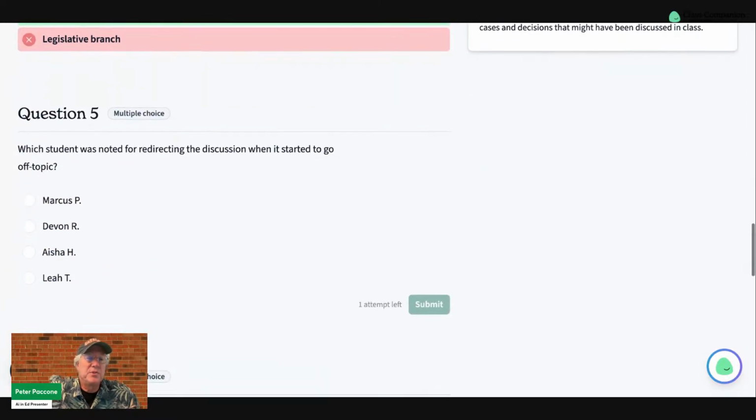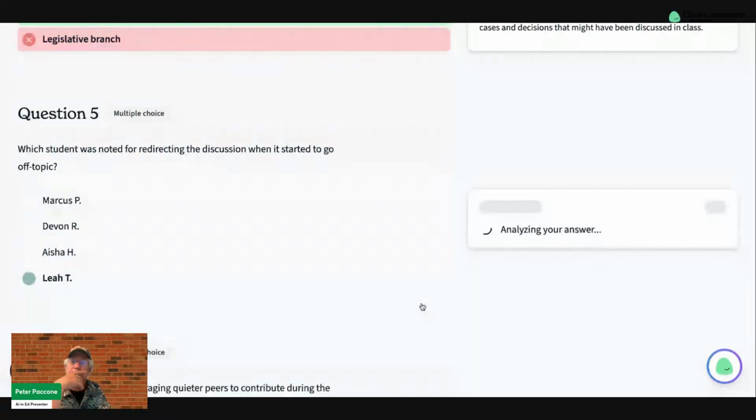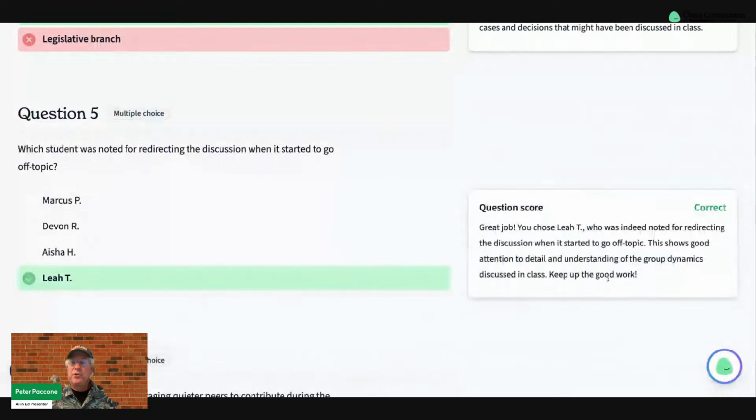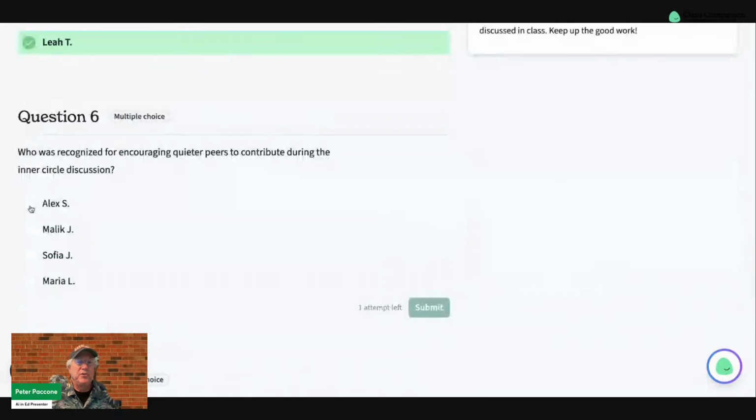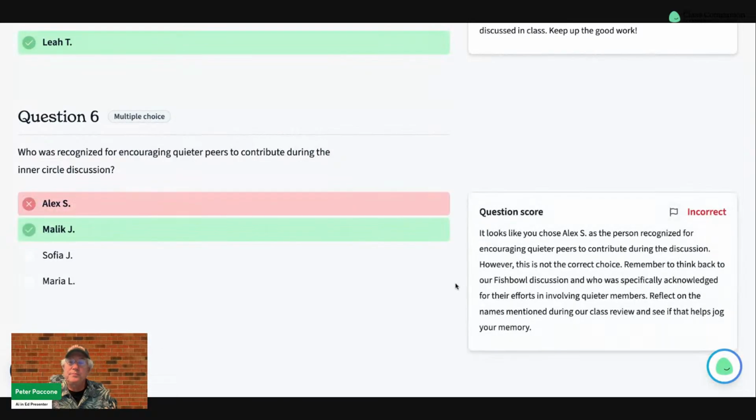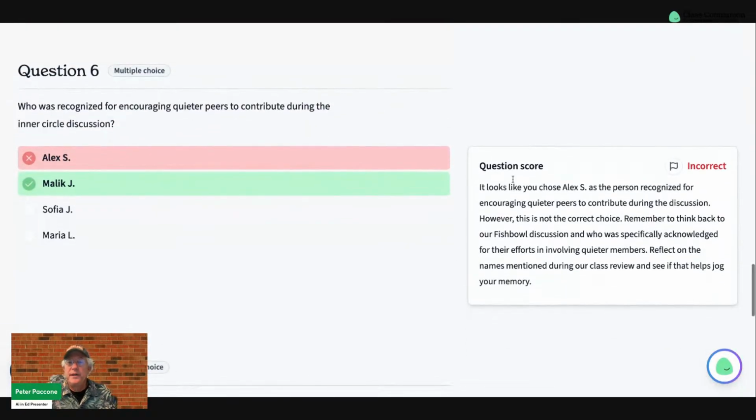Now, this is going to be something interesting. Which student was noted for redirecting the discussion? Let's say you clicked Leah. You chose Leah, who was indeed noted for redirecting the discussion. If you chose Alex over here, I want to try to find one where it's not right. There we go. It looks like you chose Alex as the person, but it in fact was Malik, because Class Companion is reading the teacher's notes.